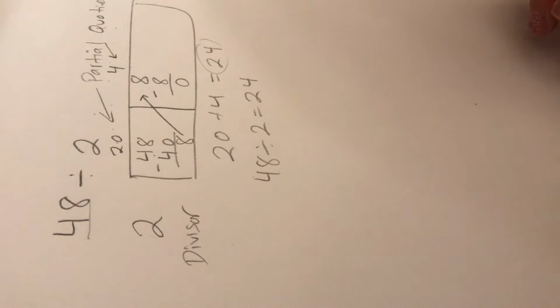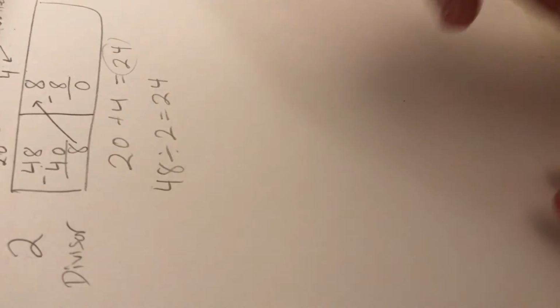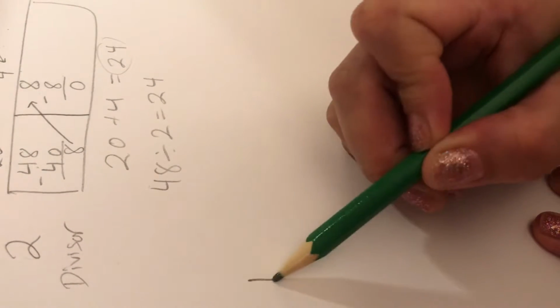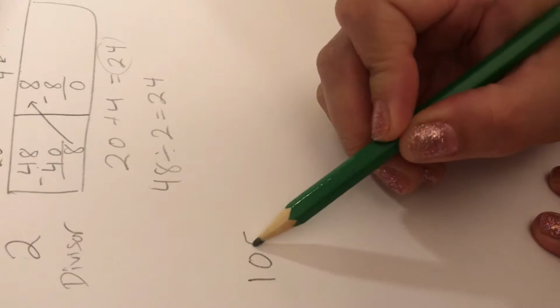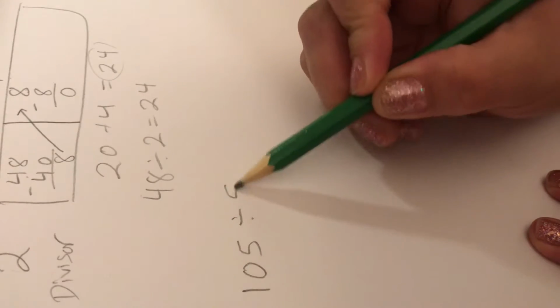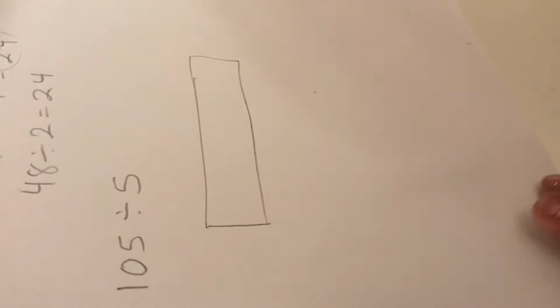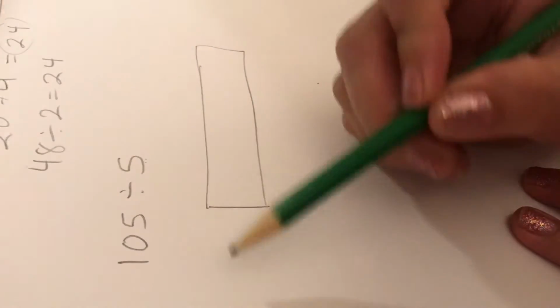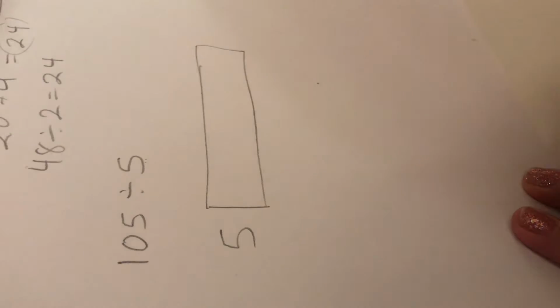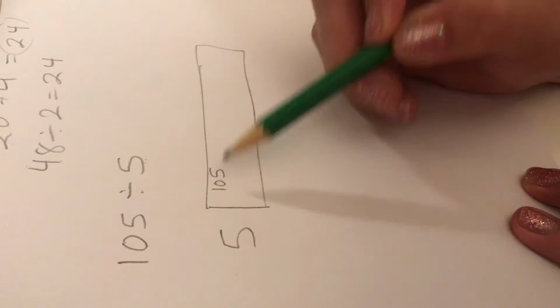Let's go ahead and do another one. Let's say I have 105 and I want to divide that by 5. Here's my model to find my partial quotients. I'm going to put my divisor on the outside, and then I'm going to put my dividend inside here.